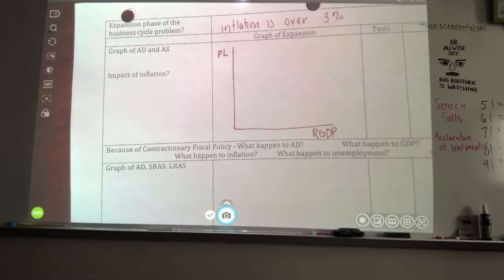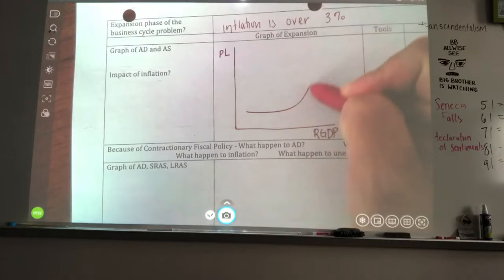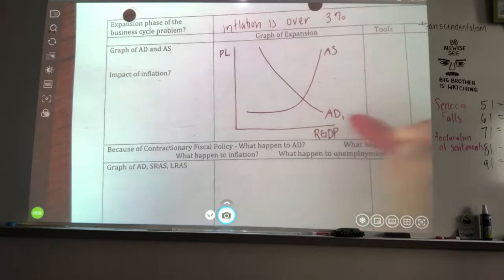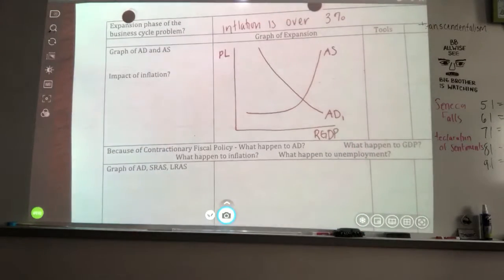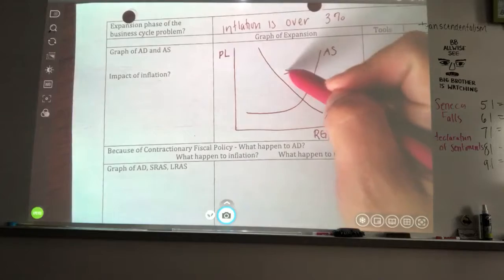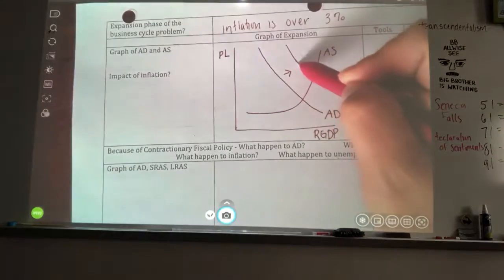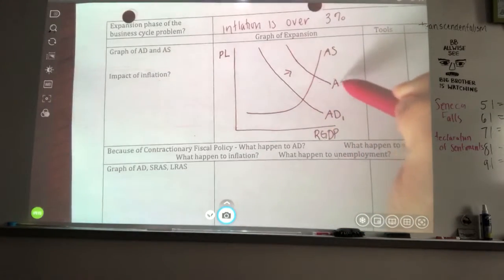Then the next thing is we have to graph it with inflation. So this is my aggregate supply. Do we have to do those curves, or can we do the straight lines? You can do the straight lines. This is aggregate demand. And it wants me to graph for inflation. Which curve moves to show inflation? Aggregate demand. Which way does it move? To the right.